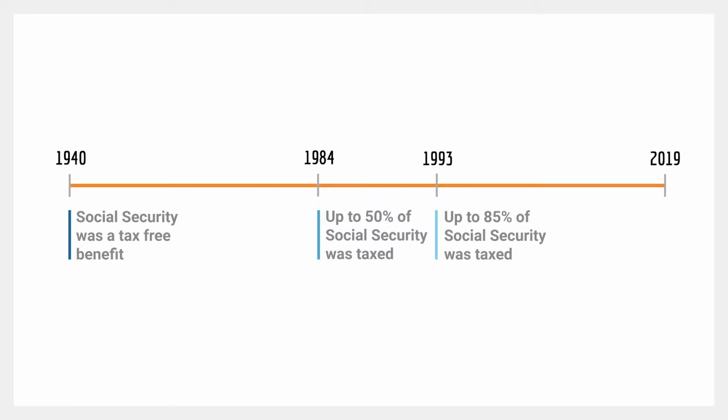In 1940, the first Social Security benefits started as a result of Franklin D. Roosevelt signing the Social Security Act of 1935. These benefits were intended to be a tax-free income benefit for retirees starting at the age of 65, and it was not until 1984 that up to 50% of those benefits became taxable for people who had income above a certain amount or tier. And it was shortly after, in 1993, that an additional tax tier was added so that up to 85% of benefits could potentially be taxed.